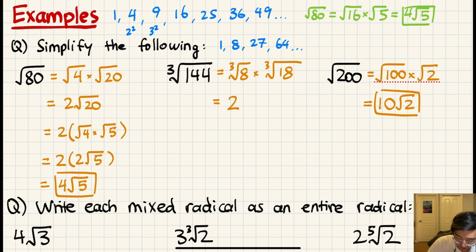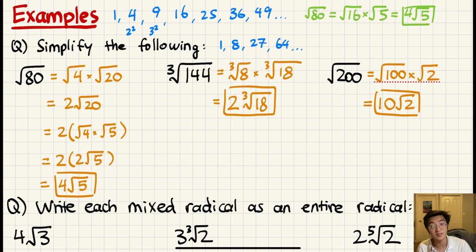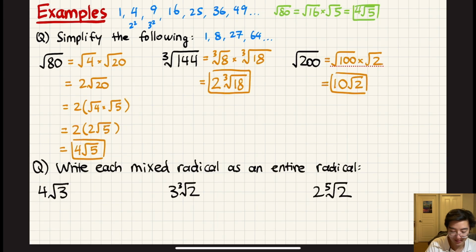We know the cube root of 8 is just 2. And then we will times that by the cube root of 18. With the cube root of 18, that cannot be simplified further because 18 cannot be cube rooted. So we leave it as it is. Once again, all we're doing here is taking out a factor, in this case a 4 and 100, that are perfect squares, or in the case of the cube roots, an 8, which is a perfect cube. So this is how I simplify them.